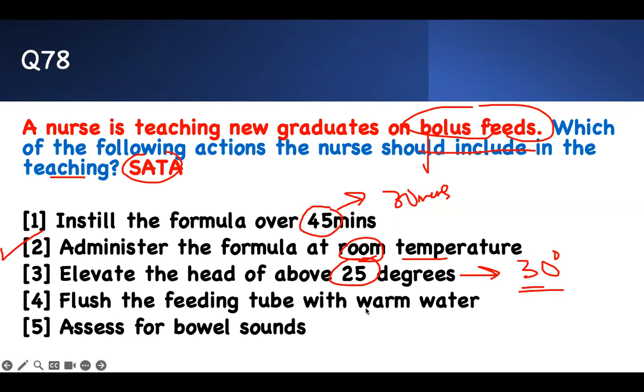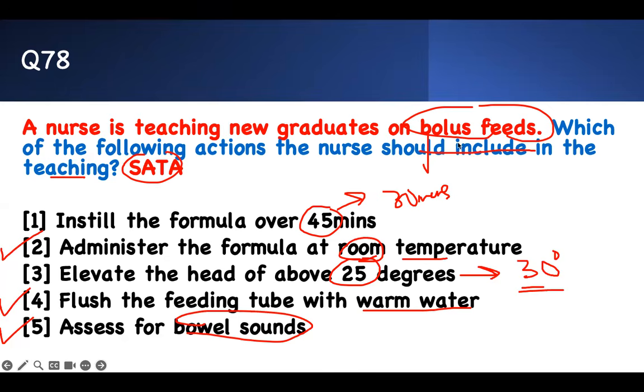Flush the feeding tube with warm water. Yes, you have to flush the feeding tube to prevent it from clogging, and assess for bowel sounds to see if they are tolerating the tube feed. So 2, 4, 5 should be included. When you're teaching about bolus feed, assess bowel sounds, flush the tube, elevate the head of the bed to 30 degrees, bolus it over 30 minutes, and administer at room temperature.